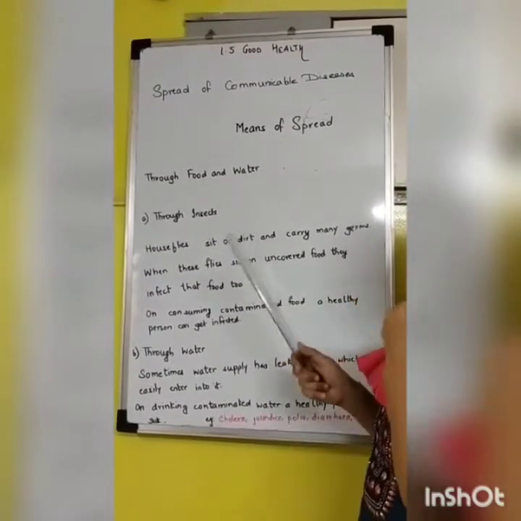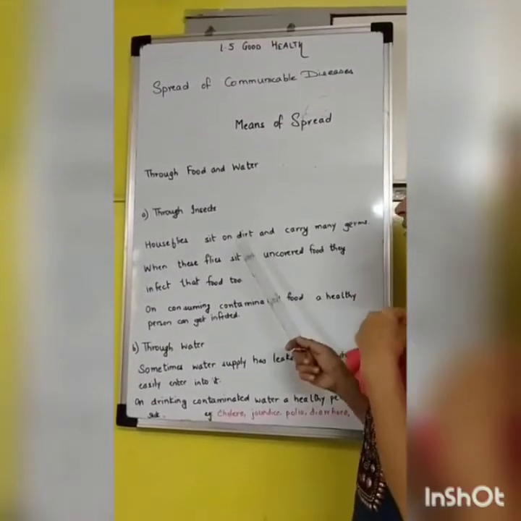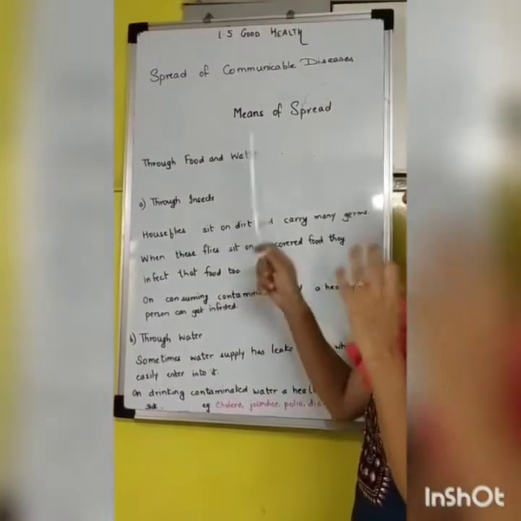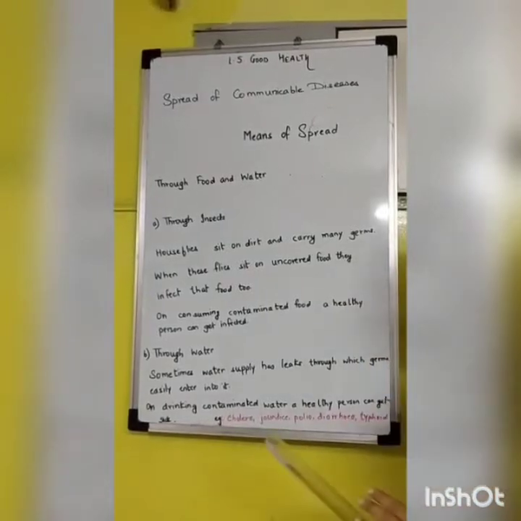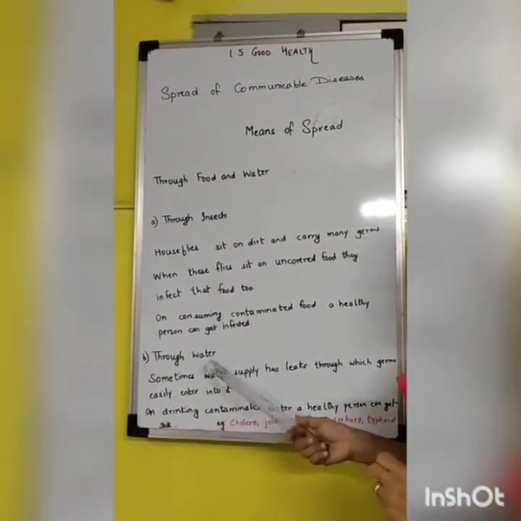So this is how communicable diseases can spread through insects which are sitting on different food. That's why we always suggest that the food should always be covered. Now the next is through water.